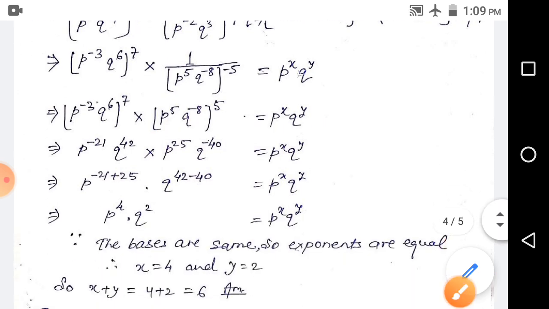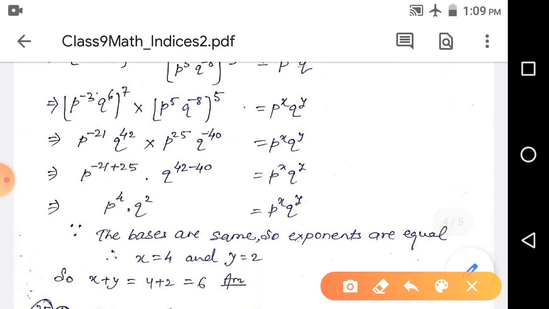Now go to the next line. Here we have multiplied the power 7 with p power 3, so p power 3 becomes 3 into 7, it is minus 21. For q we have power 6, and 6 multiplied with 7 gives q to the power 42. Now for p to the power 5 with power 5, p power 5 into 5 is 25, and for q we have power minus 8, and minus 8 into 5 is q to the power minus 40.